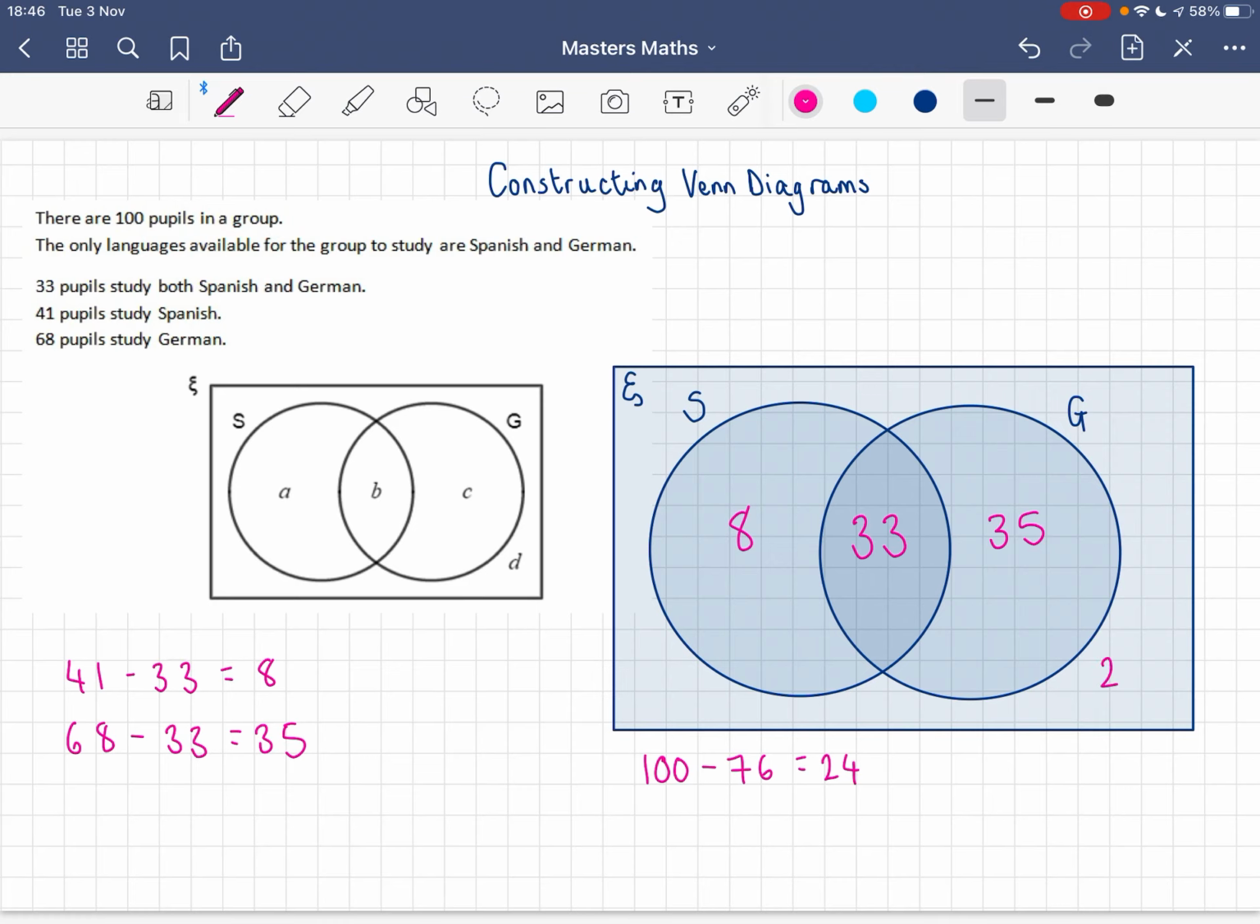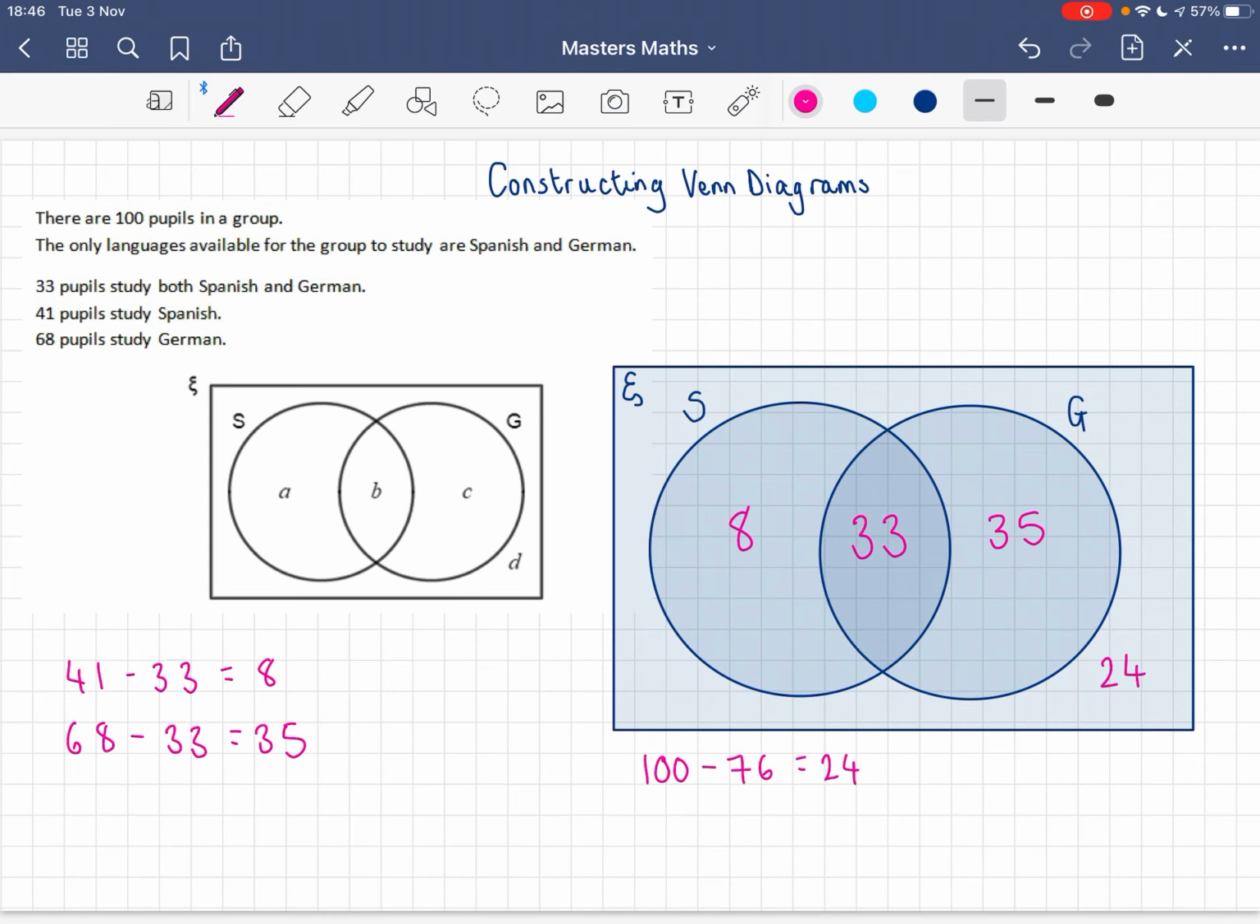So they go outside here in the box. They are part of the universal set. They are part of the group of students that we are interested in, but they do not take Spanish or German, so they can't go into one of the Venn diagrams. But we have to find somewhere for them to go. So we put them in the box in the universal set. And that's it, we've answered it.